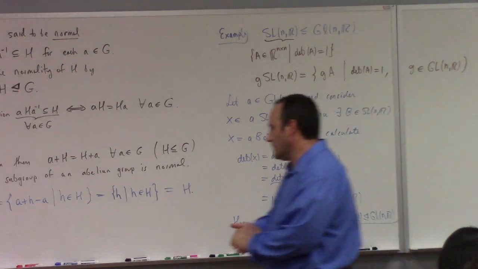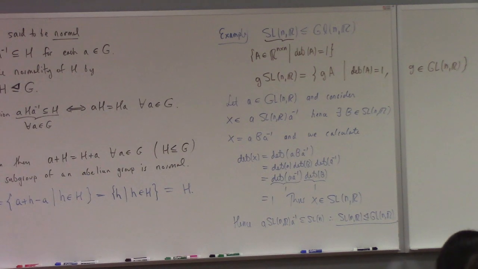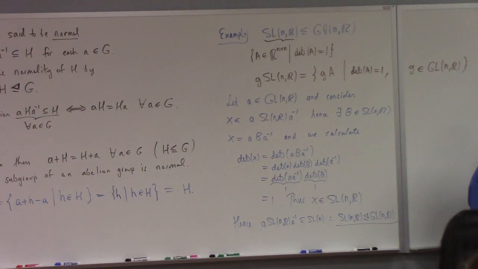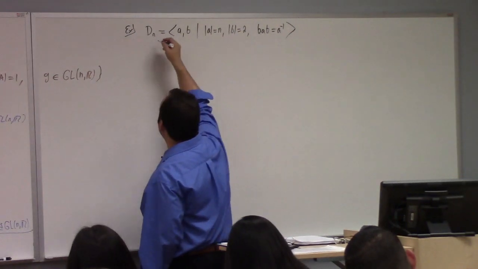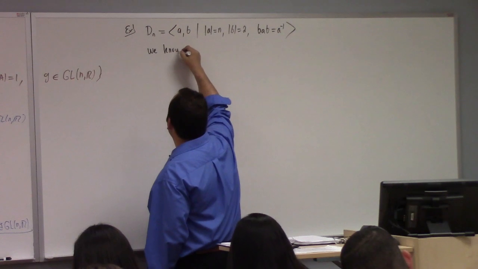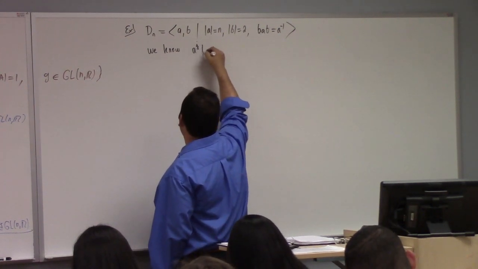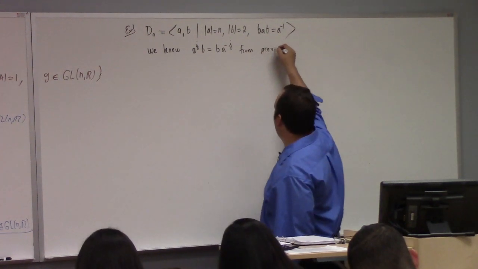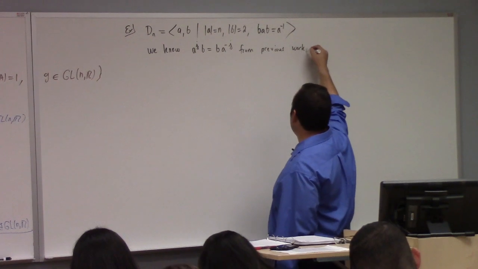All right, another example we could look at. Let's look at the dihedral group. The dihedral group is an interesting group. We have D_n, and let's think of it as being generated by a and b, such that the order of a is n, the order of b is 2, and bab equals a inverse. That's a decent way to generate it, right? And we have shown, from our previous encounters with this beast, that a to the power j times b is equal to b a to the minus j. So this we know.